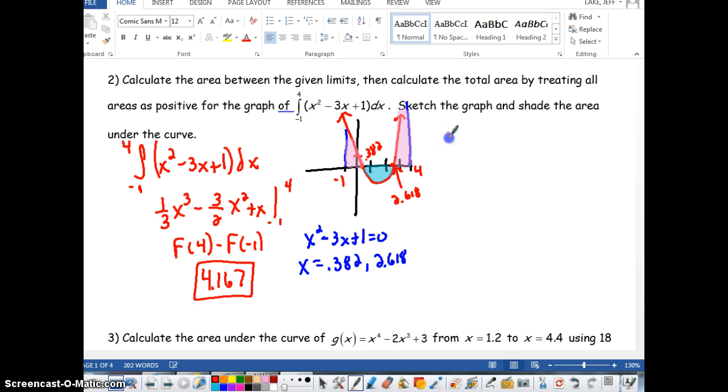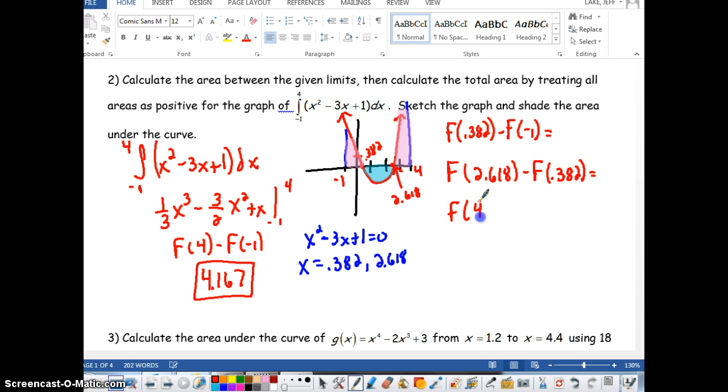So for that first section, I'm going to do f of 0.382 minus f of -1. This is exactly what we did right here. So we're going to use the integral. It should already be in the calculator. You can go through and do your y bars to do this. You get that answer. I'm going to set up the next two as well, and then we're going to plug those into the calculator. So this is going to be f of 2.618. So now we're doing the blue section, from here, and then minus the f of 0.382. And the last one here is going to be f of 4 minus f of 2.618. And that's for this final section.